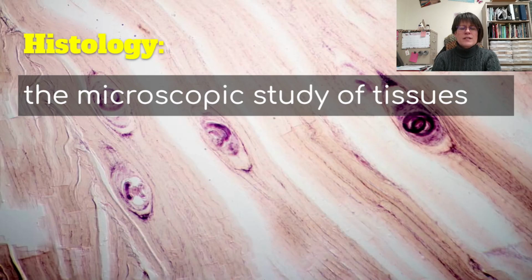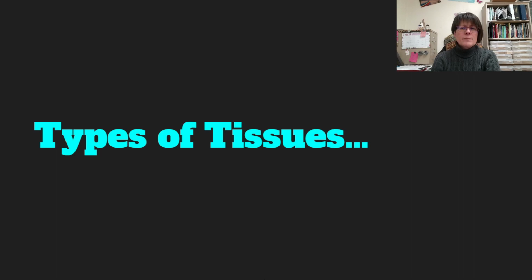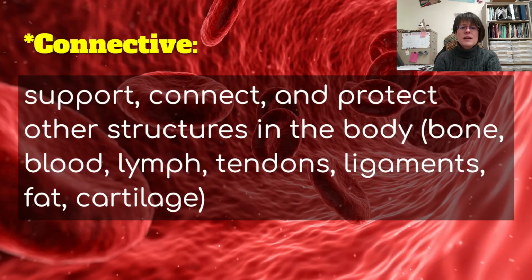Now, another word that we need to know is histology. This is the microscopic study of tissues. So, if we look at tissues under a microscope, we are studying histology. So, some types of tissues that we might study in histology are connective tissues. They support, connect, and protect other structures in the body. Some of these tissues are bone, blood, lymph, tendons, ligaments, fat, and cartilage. Notice there are 2 tissues in this list that are not solid. They are liquids. Blood and lymph are liquids. So a tissue does not have to be a solid.